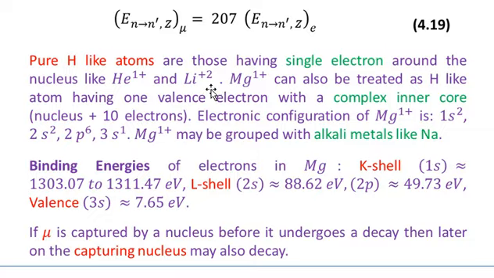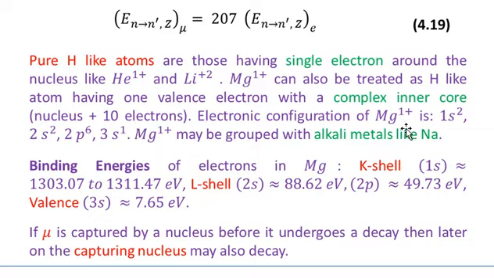and doubly ionized lithium atom. These you may call pure hydrogen-like atoms. But there are atoms, for example singly ionized magnesium, which can also be treated as a hydrogen-like atom, having one valence electron with a complex inner core containing the nucleus plus 10 electrons. These 10 electrons in the inner core will try to shield the nuclear charge.